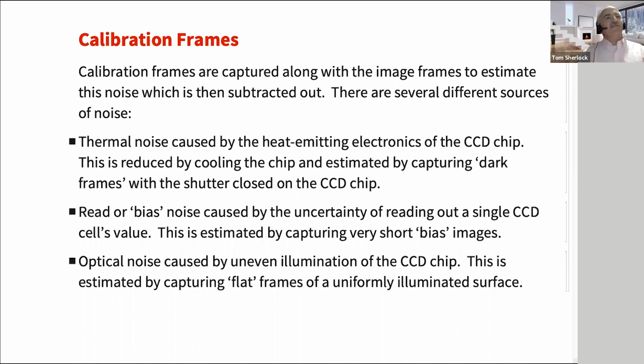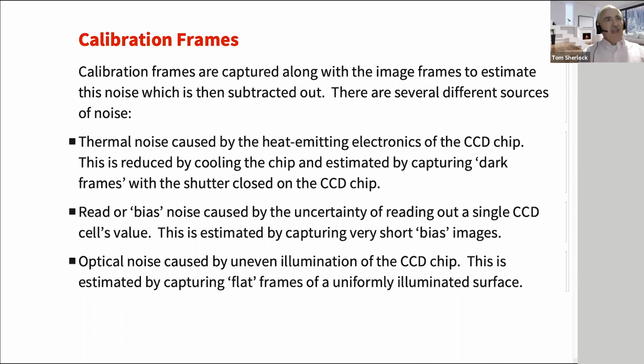And there's another type of noise called bias or read noise, which is an uncertainty in reading the number of electrons out of each CCD cell. And the way you estimate this is by taking a very short dark frame image. And when I say dark frames, I mean the camera is covered. So you're not capturing any light, you're just capturing this noise. So we take extremely short frames, which just capture this read noise, and they don't have any thermal noise associated with them.